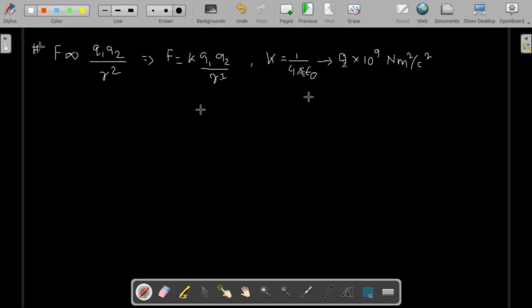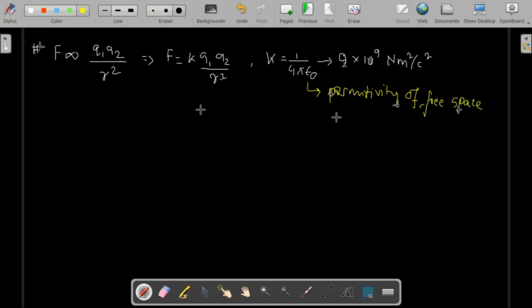But as I said, it's very important that this epsilon naught should not be misread here. It's not that it will always be epsilon naught. This is the permittivity of free space, so it should be in a vacuum. That's fine.